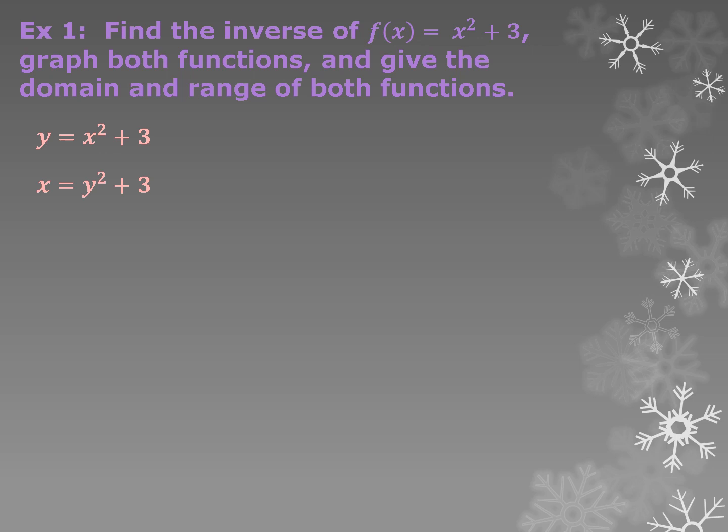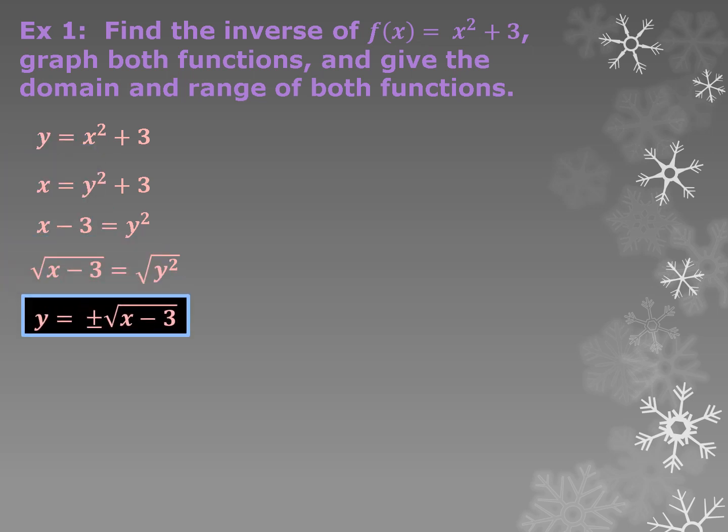Now I go through the process of resolving for y. So I'm going to subtract 3 from both sides, and then I'm going to take the square root because I have to undo the square. So now because I put the square root on there, my answer has to include plus or minus. So that becomes y equals plus or minus the square root of x minus 3.